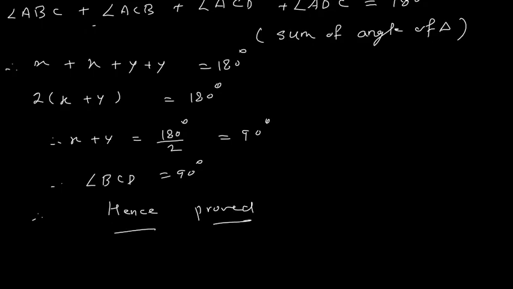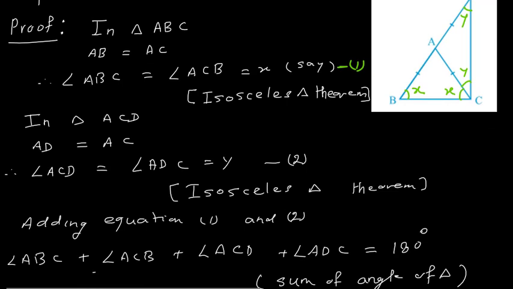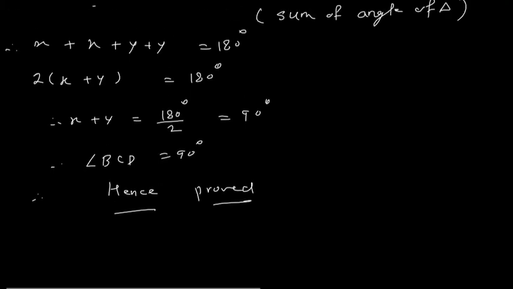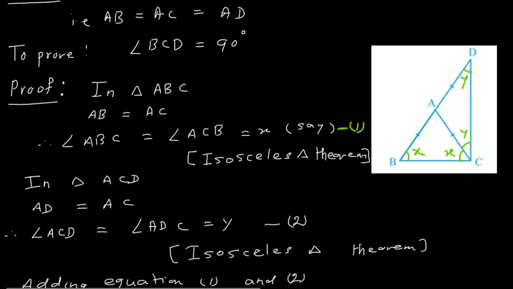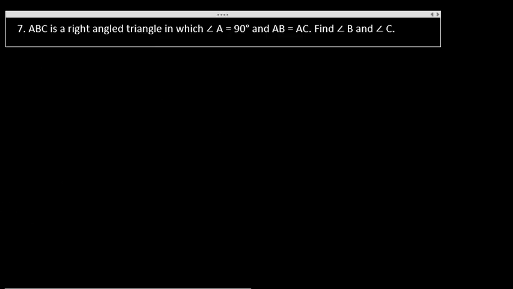Okay, again just have a look how we have proved. We have taken triangle ABC first, and in this triangle AB and AC side equal, so their opposite angles are equal. We consider them as angle X, X. Then triangle ACD, AC and AD are equal, so we consider their opposite angles as Y, Y. Now when we add all these angles, we get sum of angles of triangle. So we got 2 times x plus y is equal to 180 degree, and that gives us x plus y as 90 degree. That is angle BCD is 90 degree. Better?